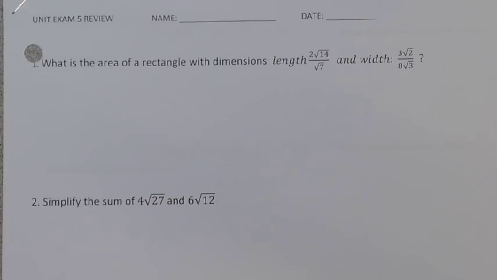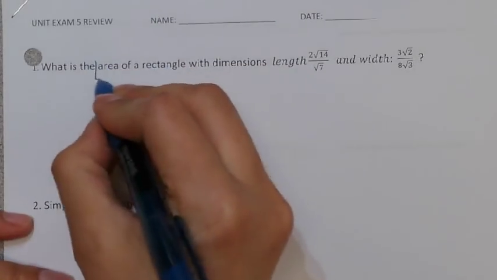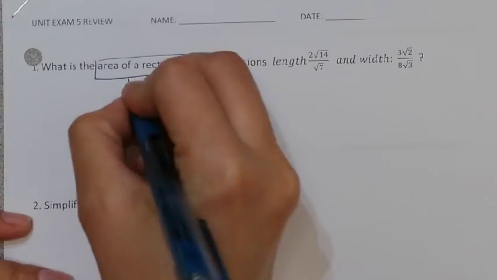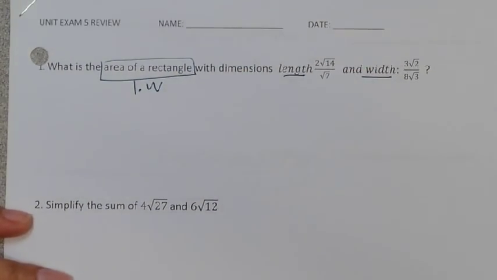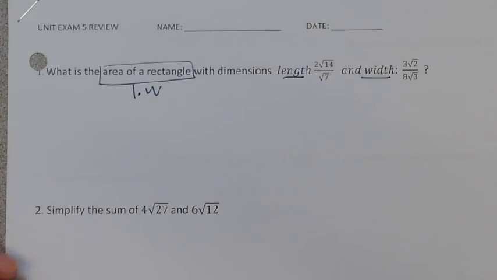Alright, this is Unit Exam 5 review. Let's start with the first one, which is area of a rectangle. So area of a rectangle is length times width. And they give me the length and they give me the width. So I can multiply those two by each other.